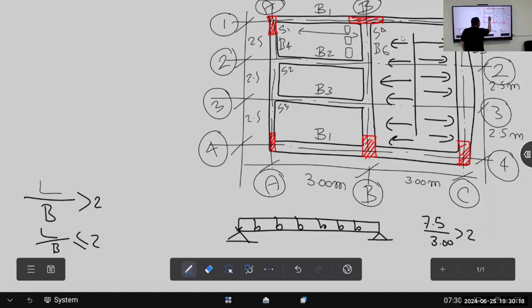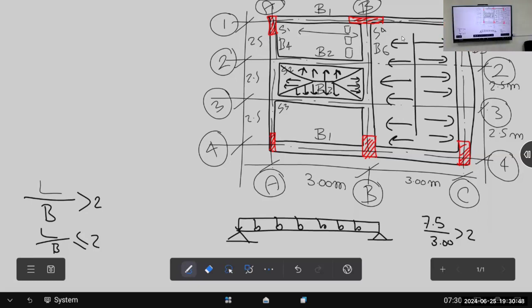Let us go for beam number 2. So beam number 2, if this is 3, now. See, the load is 2-way. Correct or not? See? 2-way or not? Yeah, 2 ways. Very easy now.